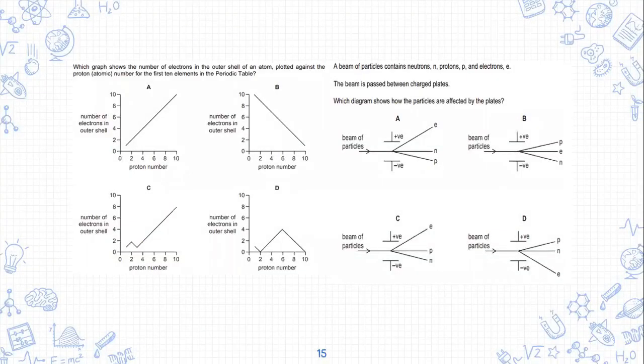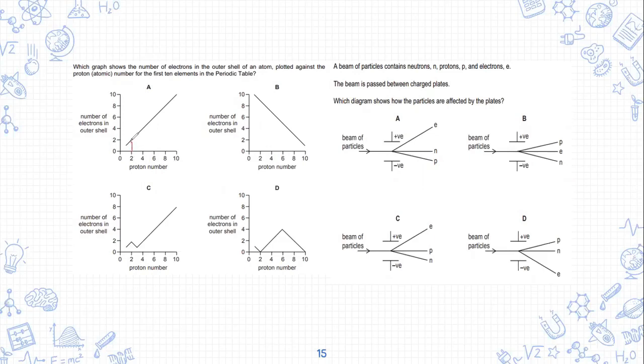Coming to these few questions. Now here the first one is, which graph shows the number of electrons in the outer shell of an atom plotted against the proton or the atomic number for the first 10 elements in the periodic table. Now you have to be very careful. They have not said the number of electrons of the whole atom. They have just talked about the valence electrons, or the number of electrons in the outer shell of the atom. The proton number is on the x-axis, and on the y-axis you have the number of electrons in the outer shell.